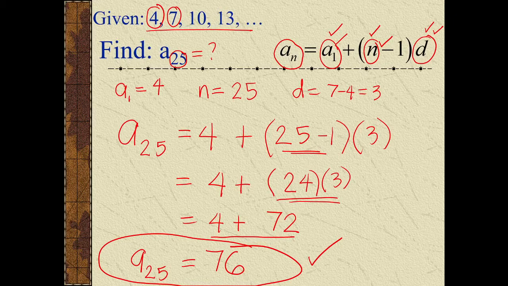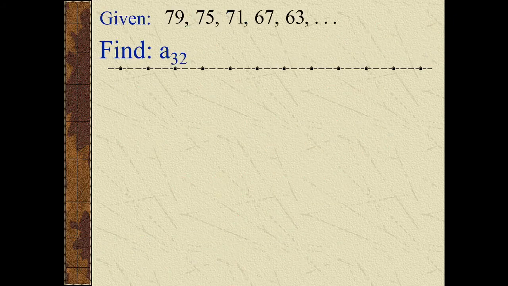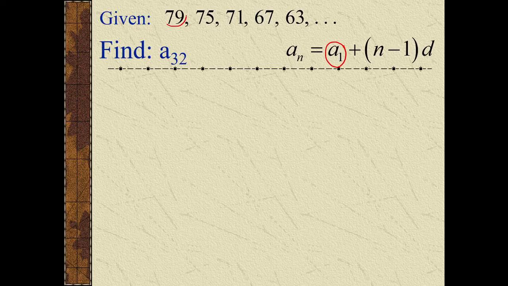Is our first problem about arithmetic clear? Okay, let's continue. We have here another example. So we have here, what is our formula? Our formula is this. So what's the first term? This is our first term. What is the value of n? N is 32. There you go. This one is your n. What about the value of d? Is it positive 4 or negative 4?